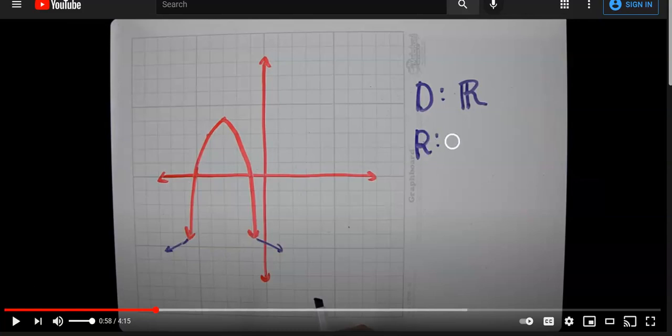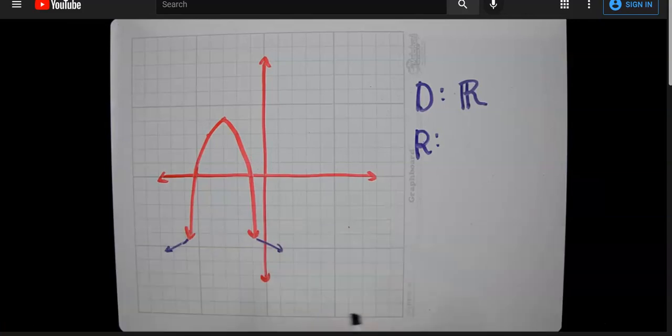Now, the range that she'll describe in just a second is talking about the y values. And my question for you to think about before I press play again is what are the y values? What are the y coordinates that we'll see in that list if we were to list out all of the coordinates of this graph? Will we see all real numbers in that list?